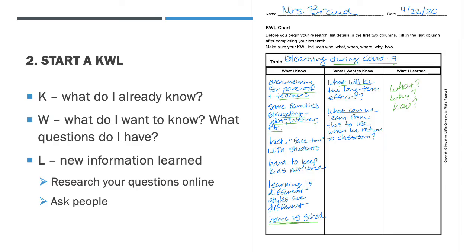Now that I have my topic, I'm going to start my KWL chart. The K is what I already know, and I'm going to list everything that I already know about my topic. My W is what do I want to know or questions that I have. And I do have some questions that I need answers to. The L is for new information that I learn as I read a little bit more.